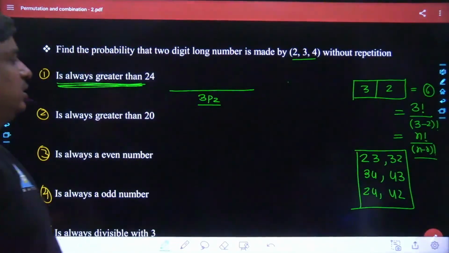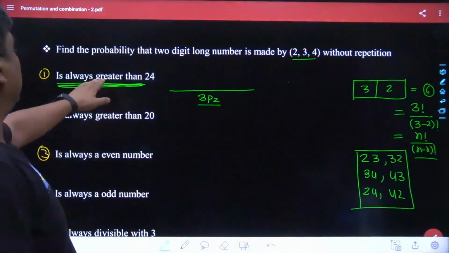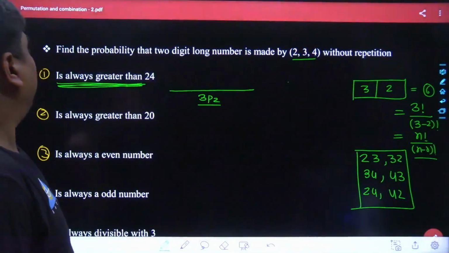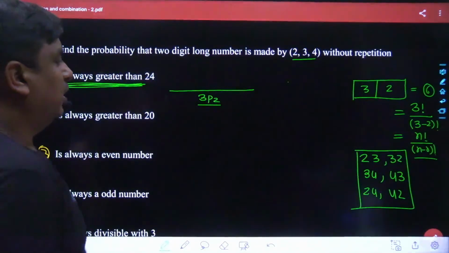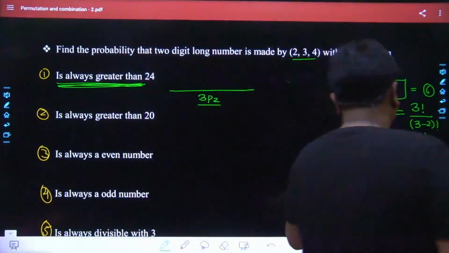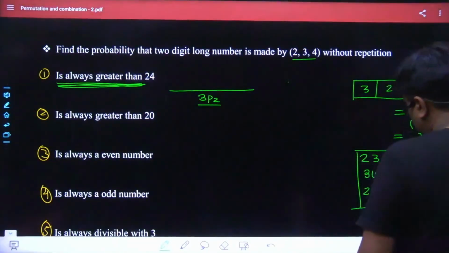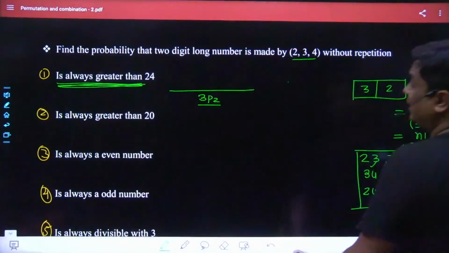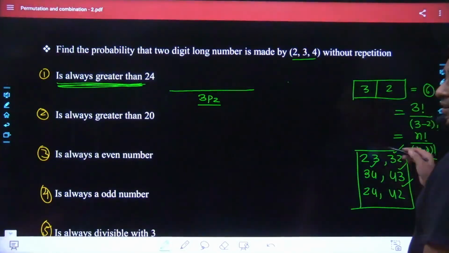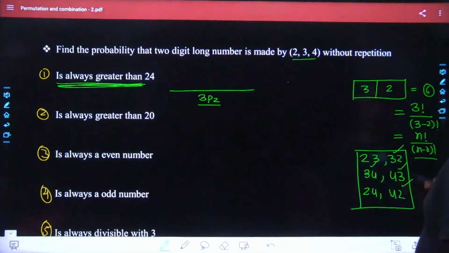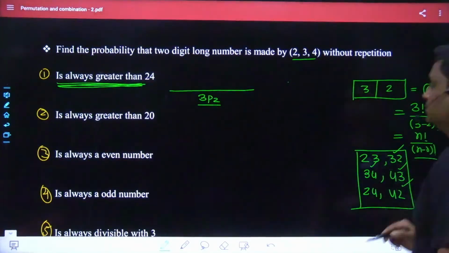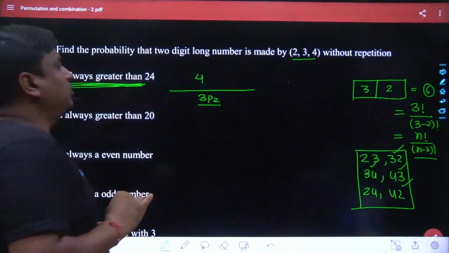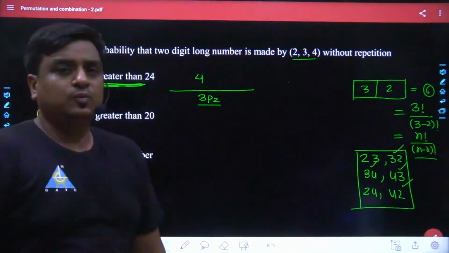Yes, sir, we can understand. May I know, out of the 6 numbers, how many have a value greater than 24? 23, obviously it's lesser than 24. 32, yes, bingo. 34, bingo. 43, bingo. 42, bingo. So how many different events are my favorable events? It's 1, 2, 3, 4. So the result is simply going to be 4 over 3P2. Agreed?